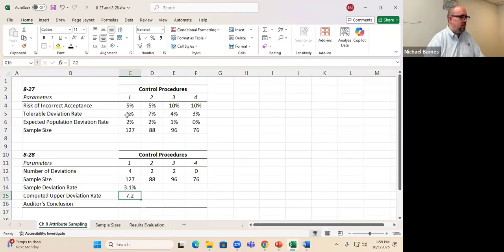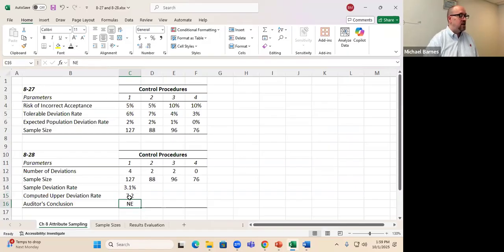So look back up at tolerable deviation rate. This is the amount of deviation in the population I can tolerate. This is what I'm saying is a possibility, and it should have a percentage there. For some reason, I never include the percentages. But 7.2% versus 6%. Is the control operating effectively? No, it's not. Okay, it is not effective.